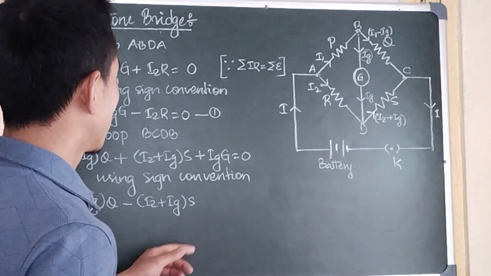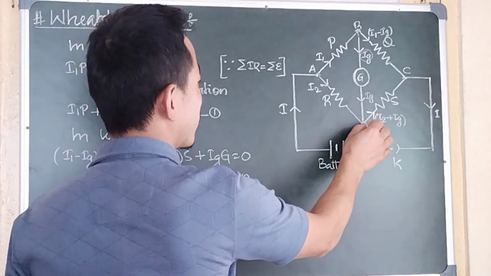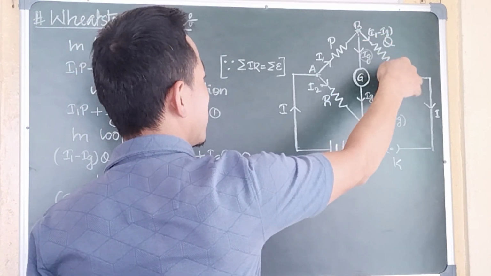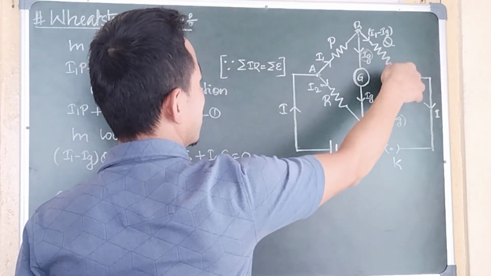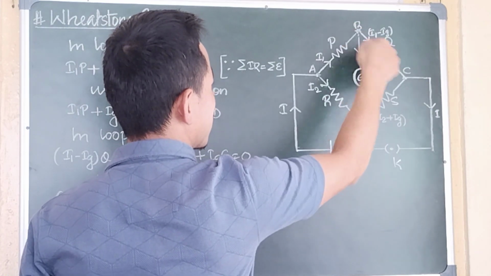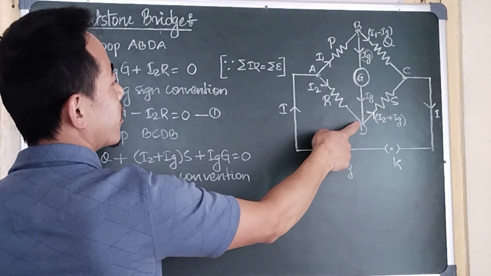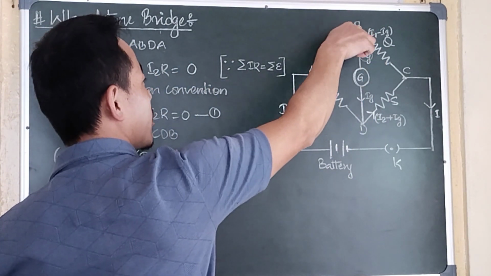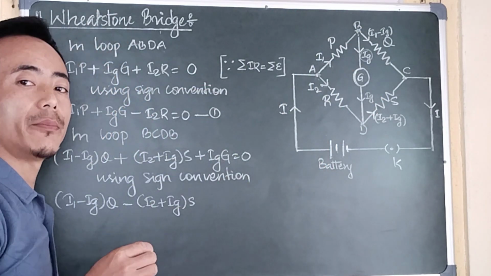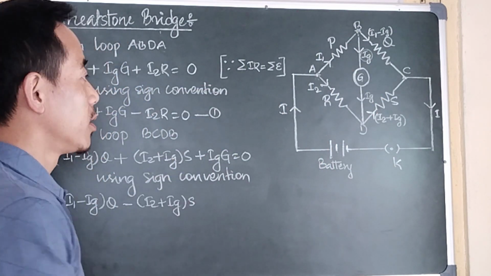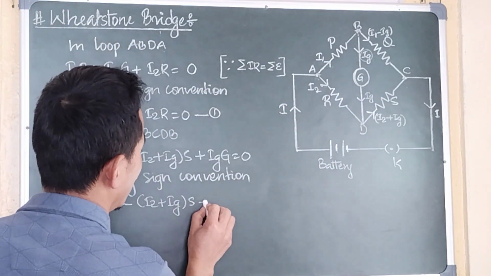Now let's look at the current IG. We are going from D to B, following the path B, C, D, B, in a clockwise direction in this loop. The current is coming from B to D, which means it is coming in the opposite direction. So again IG will be negative.